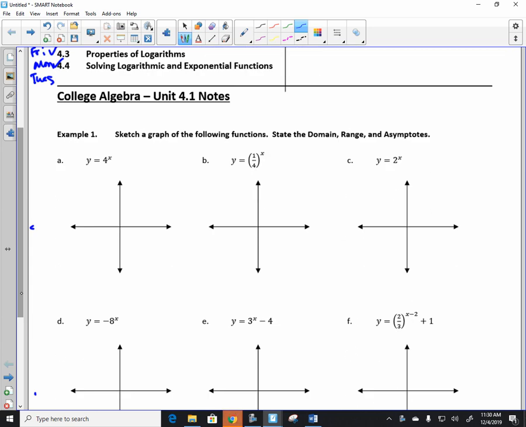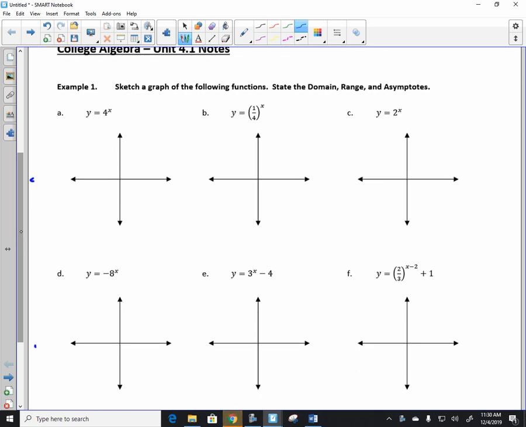It says sketch the graph of the following functions. State the domain, range, and the asymptotes. Y is equal to 4 to the x. The base is greater than 1, so therefore it has this shape. What I'm going to do is state the domain, the range, and the asymptote.